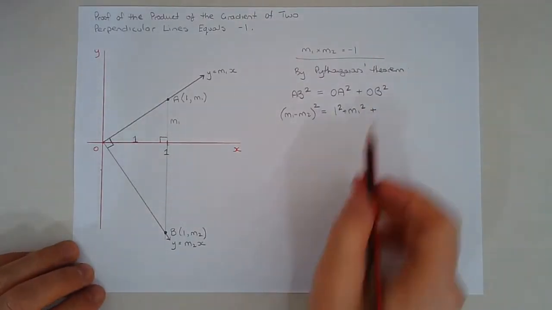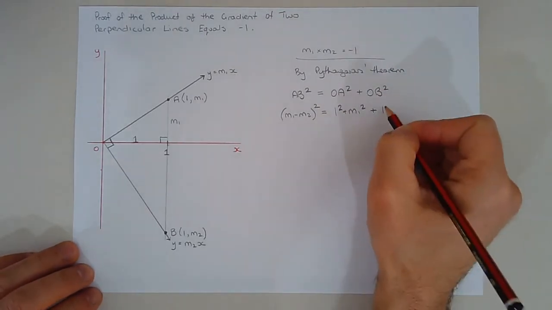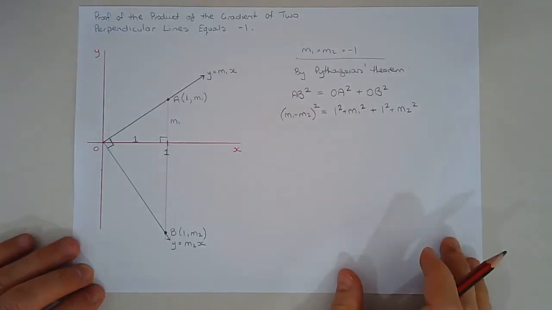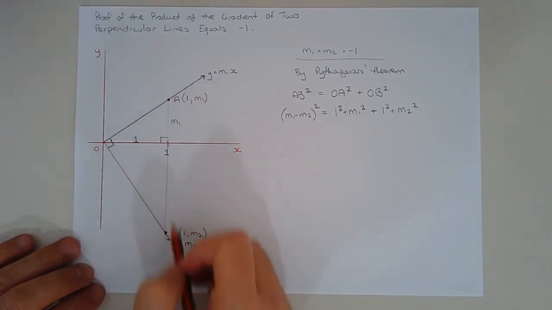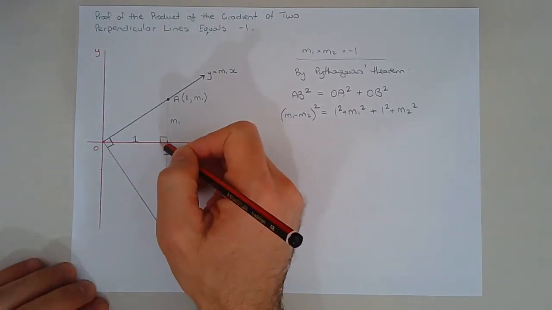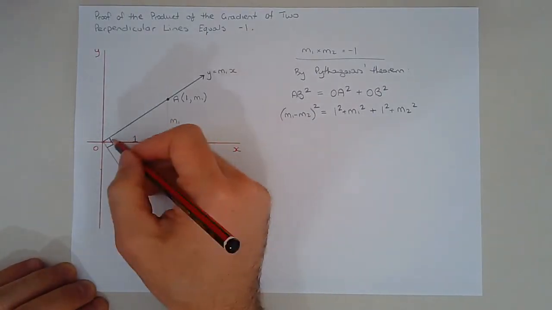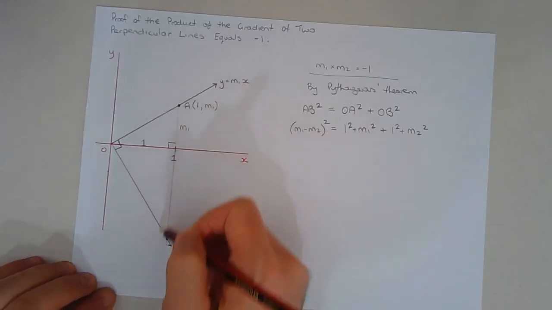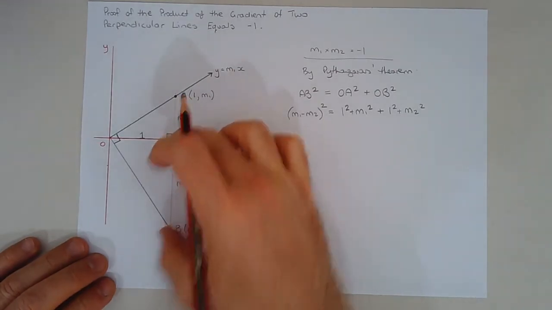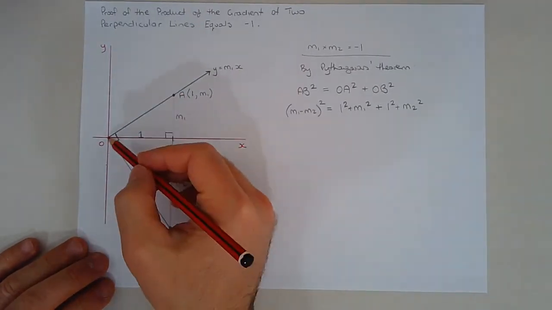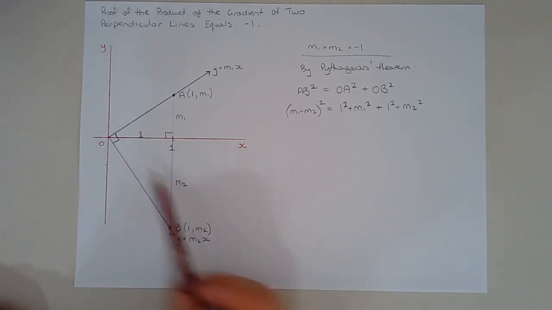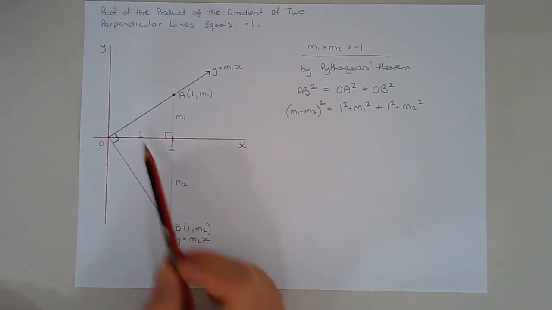For the same reason, OB squared is going to be 1 squared plus m2 squared, because that's also a right angle triangle, just an upside down one. One of the short sides is 1 unit across, and the other shorter side is m2 units in length. So the square of the hypotenuse OB is just 1 squared plus m2 squared.